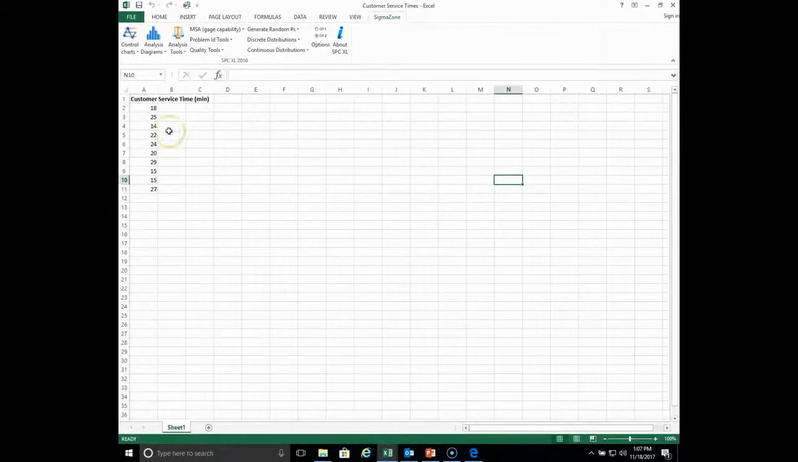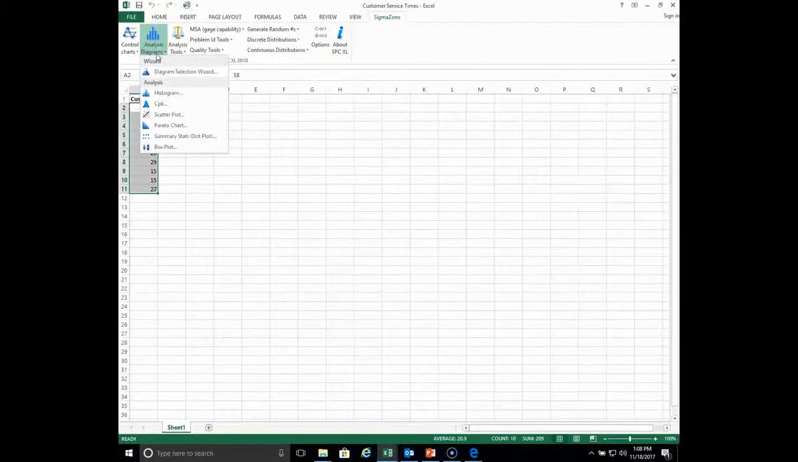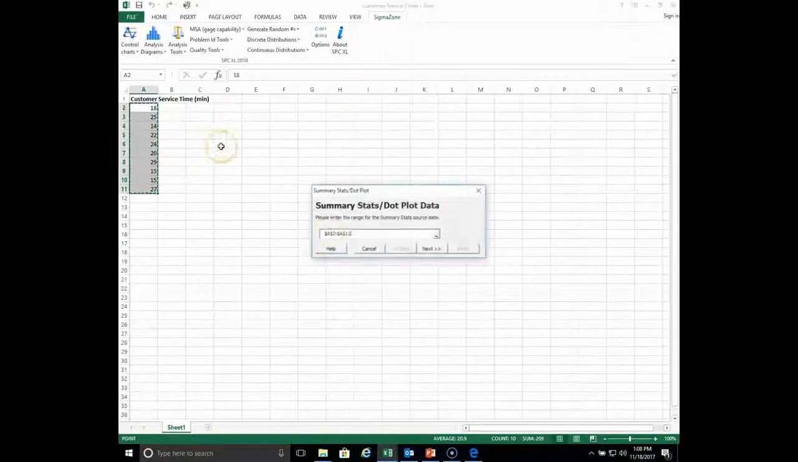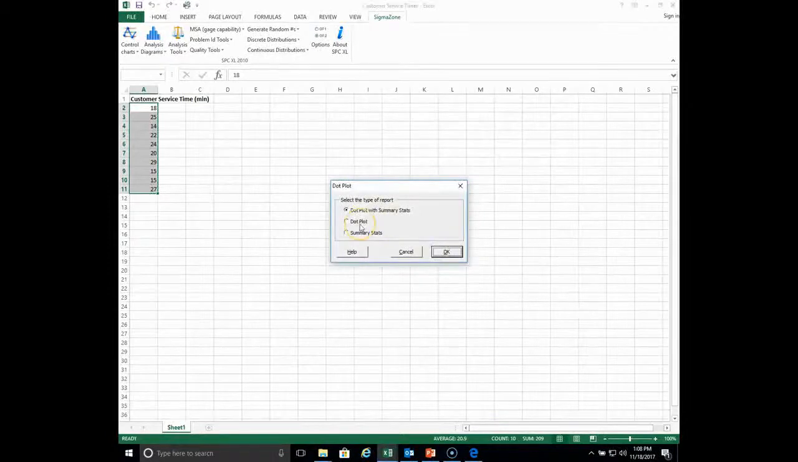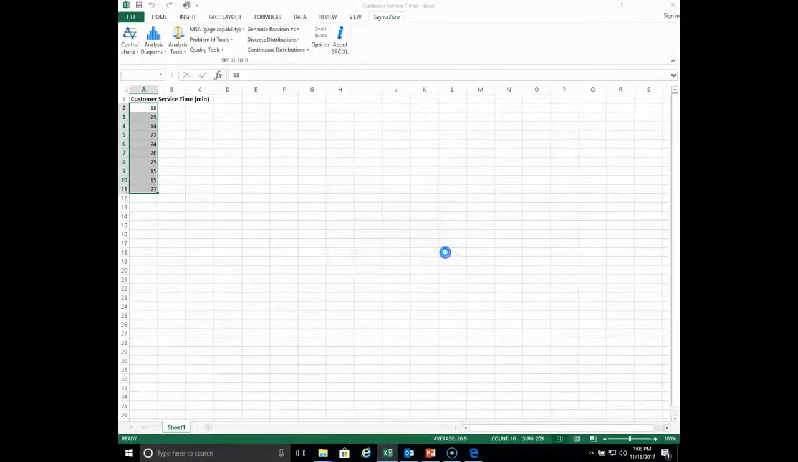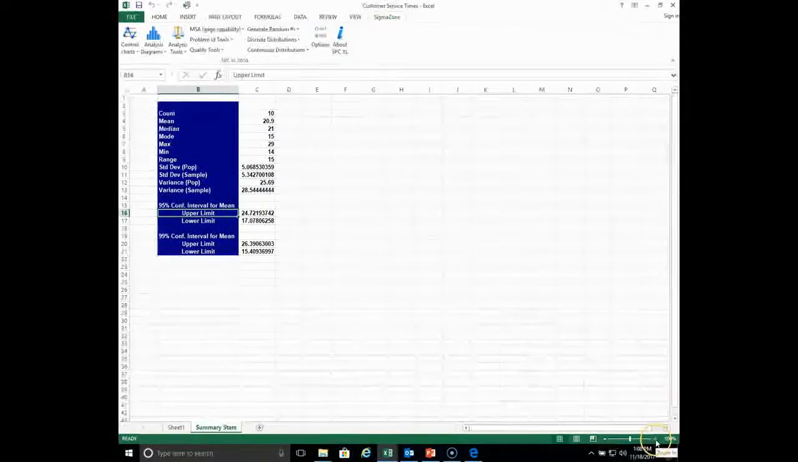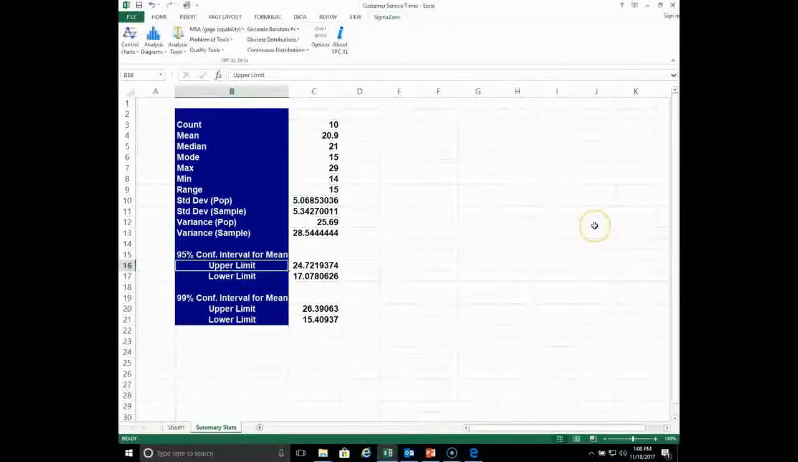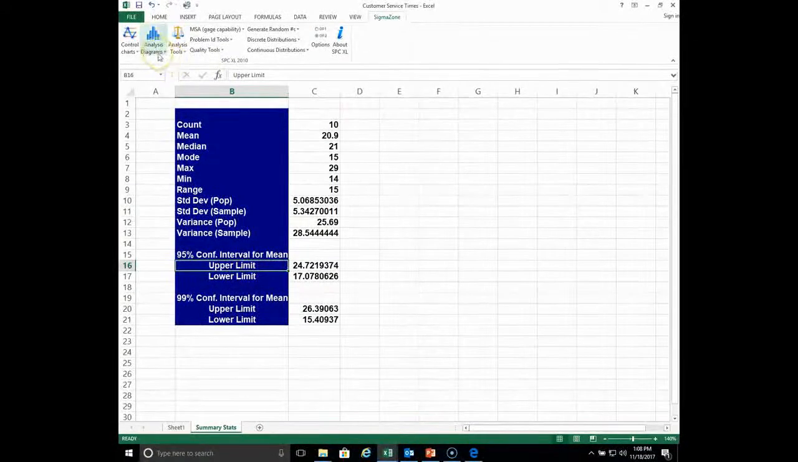In this spreadsheet, we have the customer service times that we had talked about before. The sample size is 10. The mean of that was 20.9, I believe. And the two different ways you can get the confidence interval is to go to Sigma Zone, come to the SPC Excel menu. The first one is go to Analysis Diagrams and click on Summary Stats. And we've already highlighted the data, so we click through that, and we just need the summary stats. We don't need the dot plot in order to get the confidence interval. So we just click on OK, and here is the output that you will see from Microsoft Excel's Sigma Zone SPC Excel.